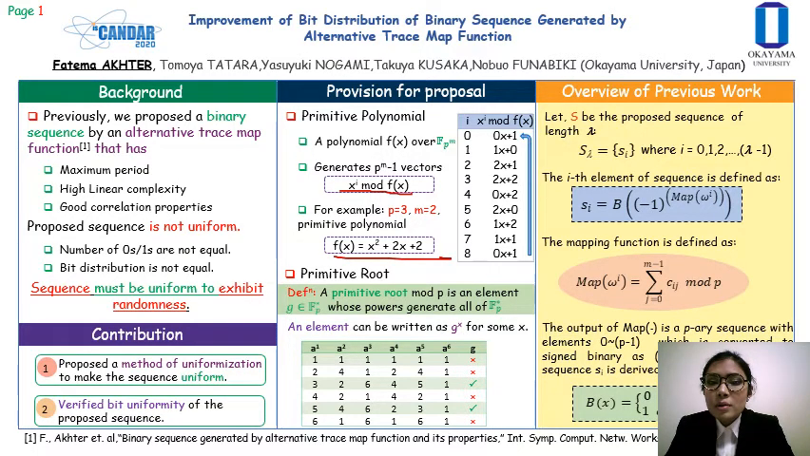Now I'm going to discuss our previous research. Suppose S is our proposed sequence of length lambda, then the proposed sequence can be defined by this formula, where map is the mapping function, and it can be written as in here. The output of map is a p-ary sequence with elements 0 to p minus 1, which is converted to signed binary, and finally the binary sequence is derived by this formula.